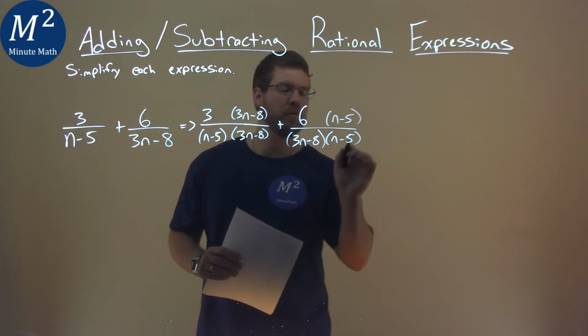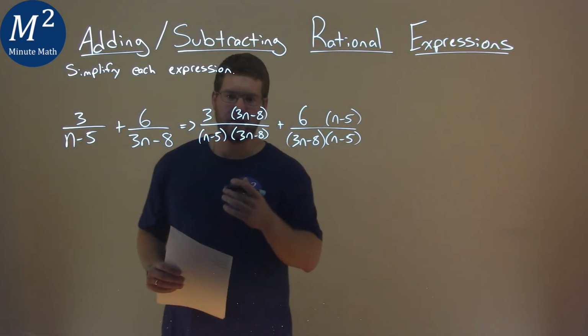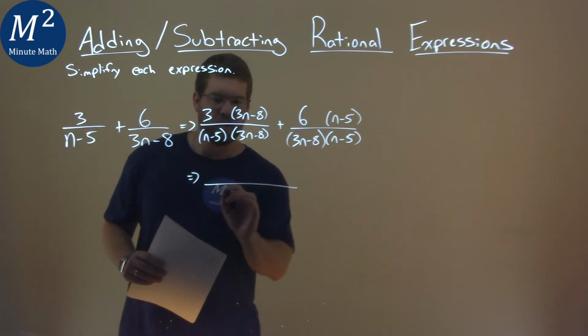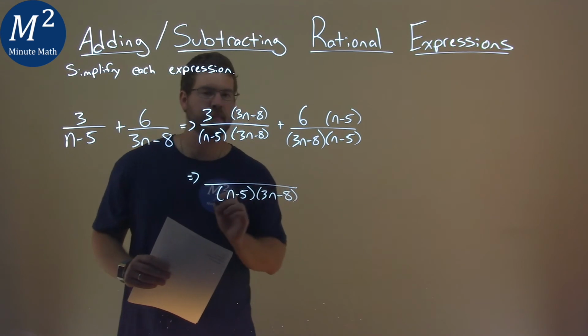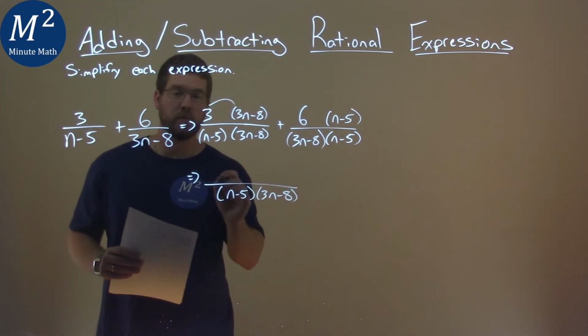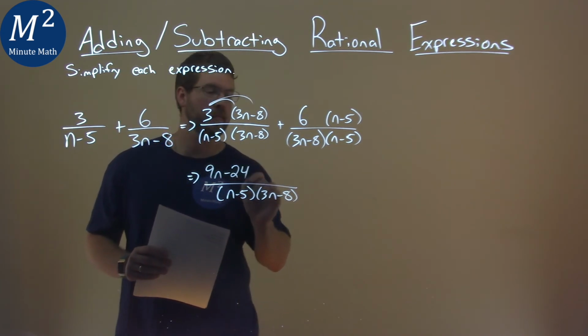N minus 5 over n minus 5. We now have the same denominator, n minus 5 times 3n minus 8. So write that out, n minus 5, 3n minus 8 here. And now the numerator, we want to distribute this out. So 3 times 3n is 9n, and 3 times minus 8 is minus 24.